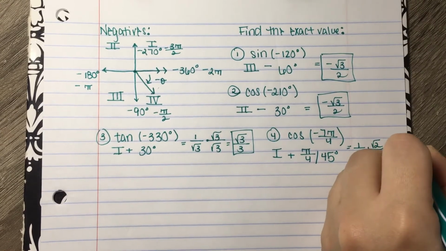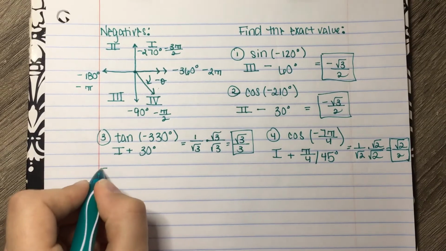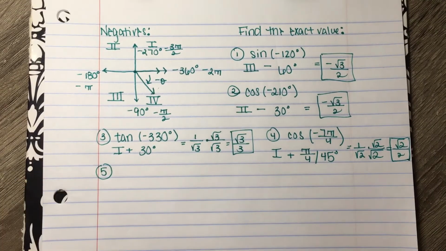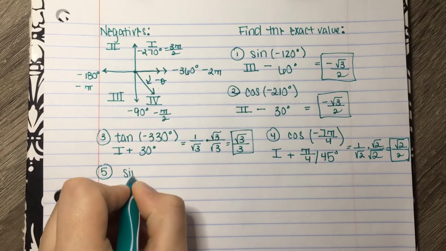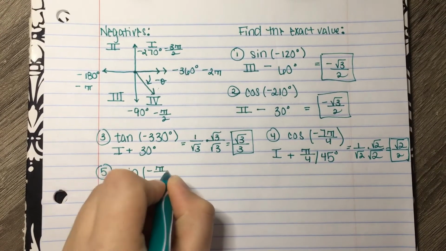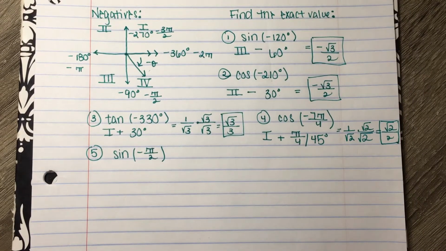And then there's an example with our radians. We're going to keep it going here with number 5, and we're going to evaluate sine of negative pi over 2. Those bells are going off in your head. I know they are. Negative pi over 2 is a quadrantal angle.